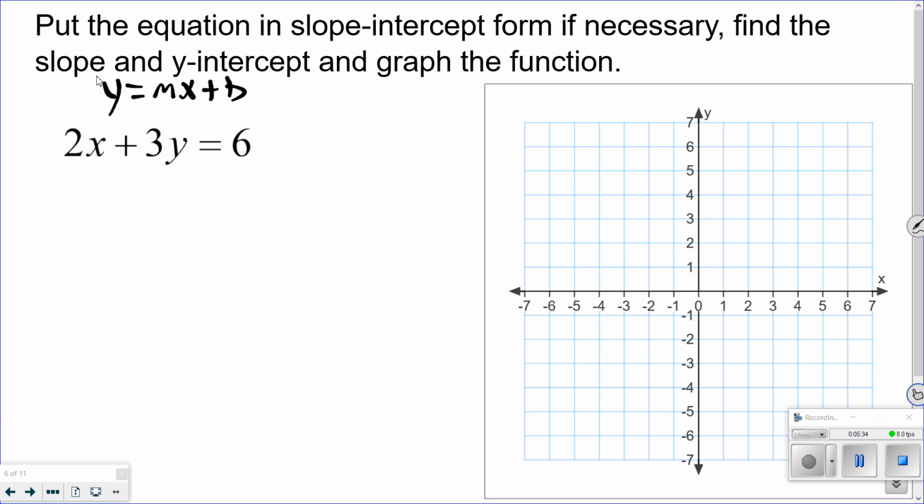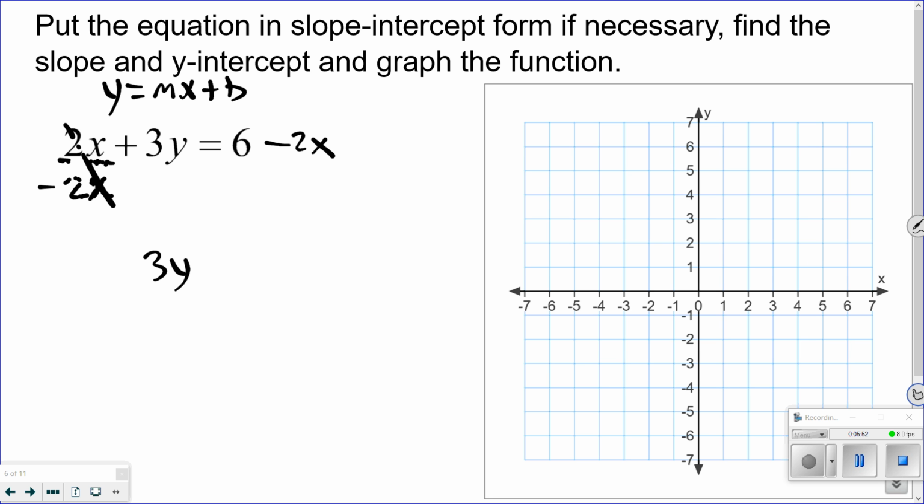So to get y by itself, you always start by subtracting over the x term. What I mean by that is this 2x right here. So I've got 2x there, I'm going to minus 2x. So subtract 2x there, subtract 2x over here. So I always do that first.